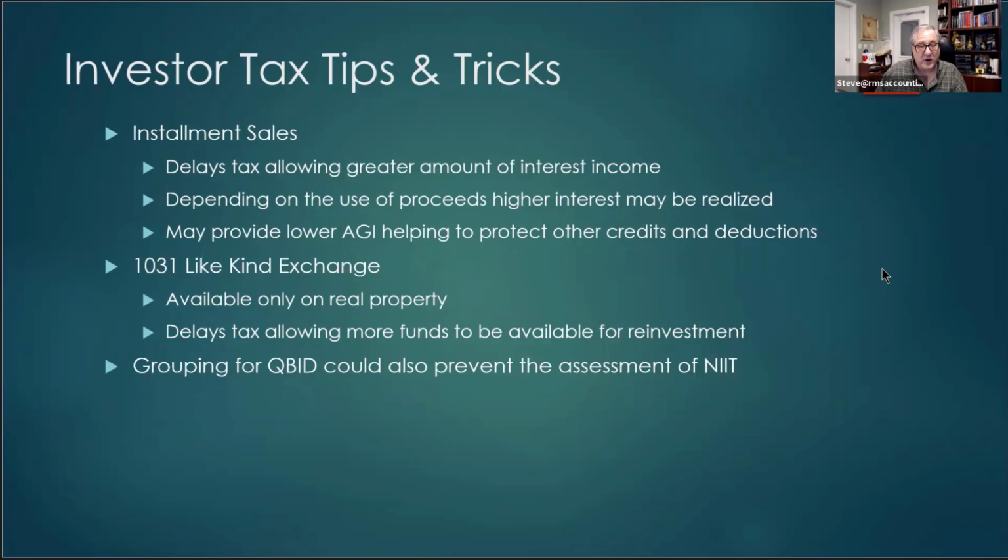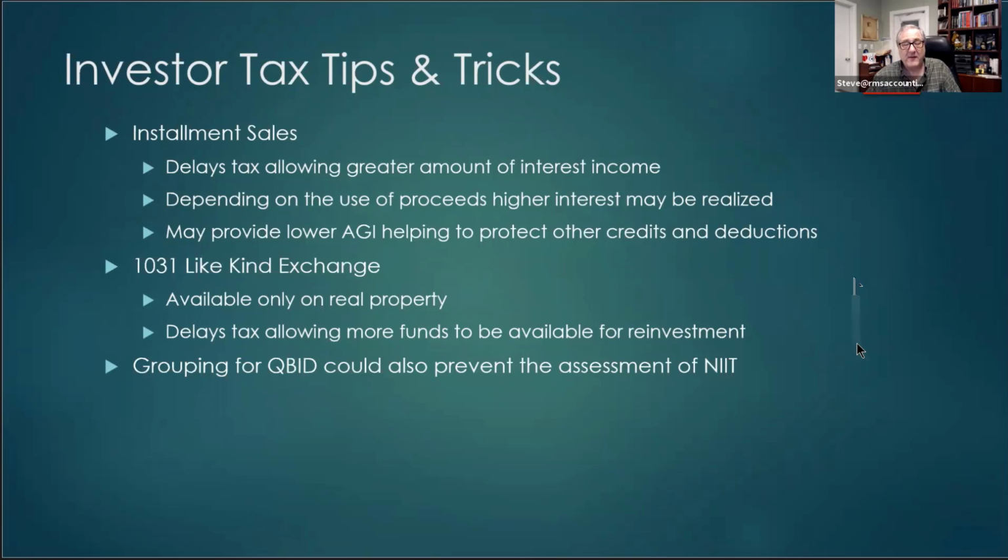A 1031 exchange. I want to exchange my single family home for a triplex. I've got a big gain in it. I'm going to make $100,000 when I sell my single family rental. But instead of selling it, I do a like-kind exchange.